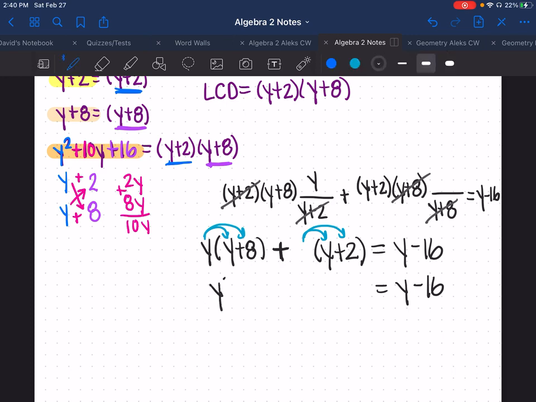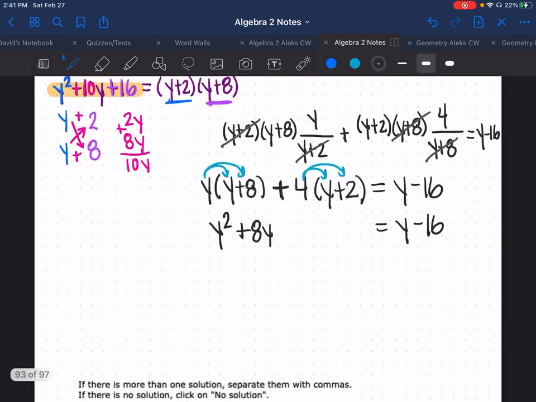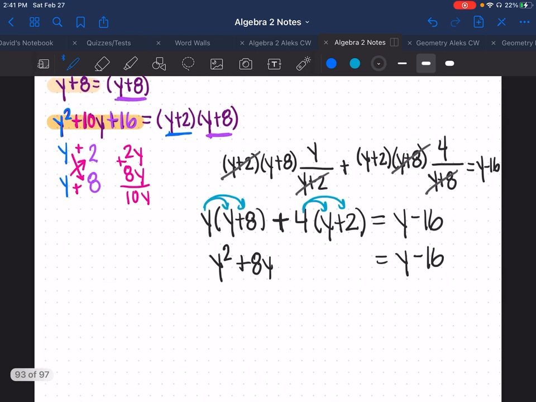Let's try again. Y squared plus 8y. This is a 4. It looked like a y, but it was really a 4. Oh my goodness. There we go. Plus 4y plus 8. There we go. All right.